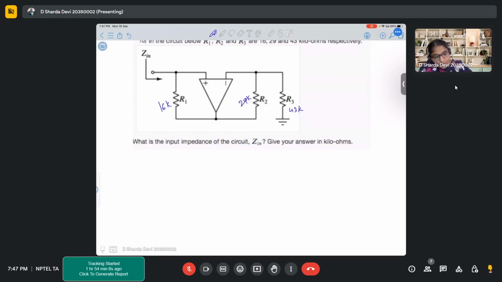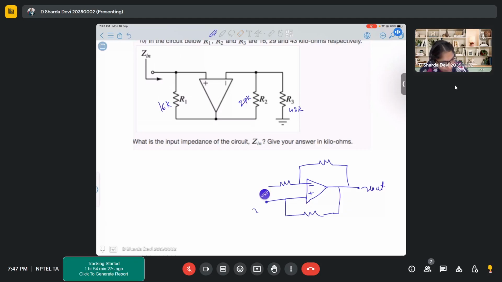If you observe the circuit very carefully, I'll draw it again for you to make it easy. You have your Vin, here there is Vn, R1, R2, and R3.